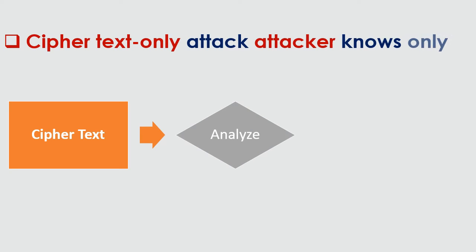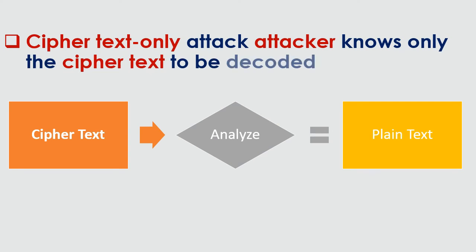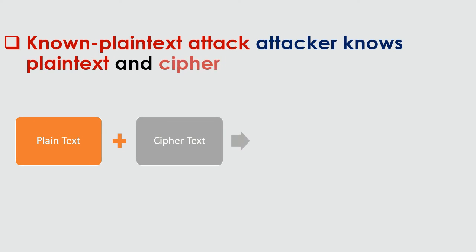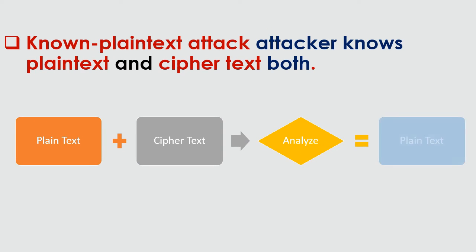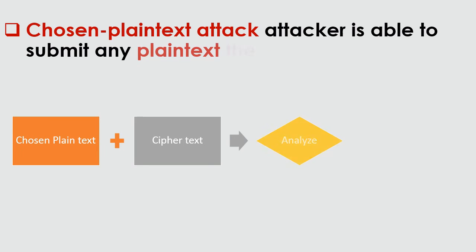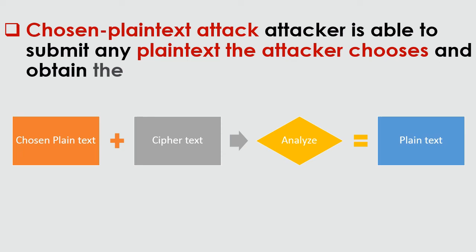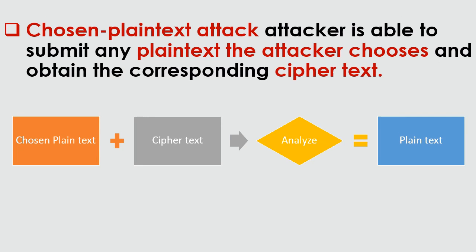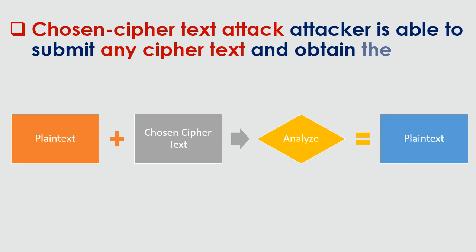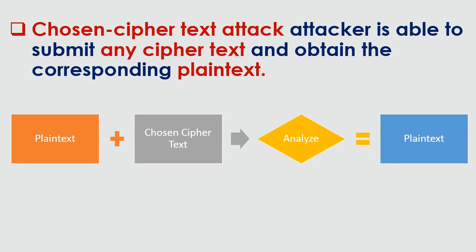Ciphertext-only attack. Attacker knows only the ciphertext to be decoded. Known plaintext attack. Attacker knows plaintext and ciphertext both. Chosen plaintext attack. Attacker is able to submit any plaintext the attacker chooses and obtain the corresponding ciphertext. Chosen ciphertext attack. Attacker is able to submit any ciphertext and obtain the corresponding plaintext.